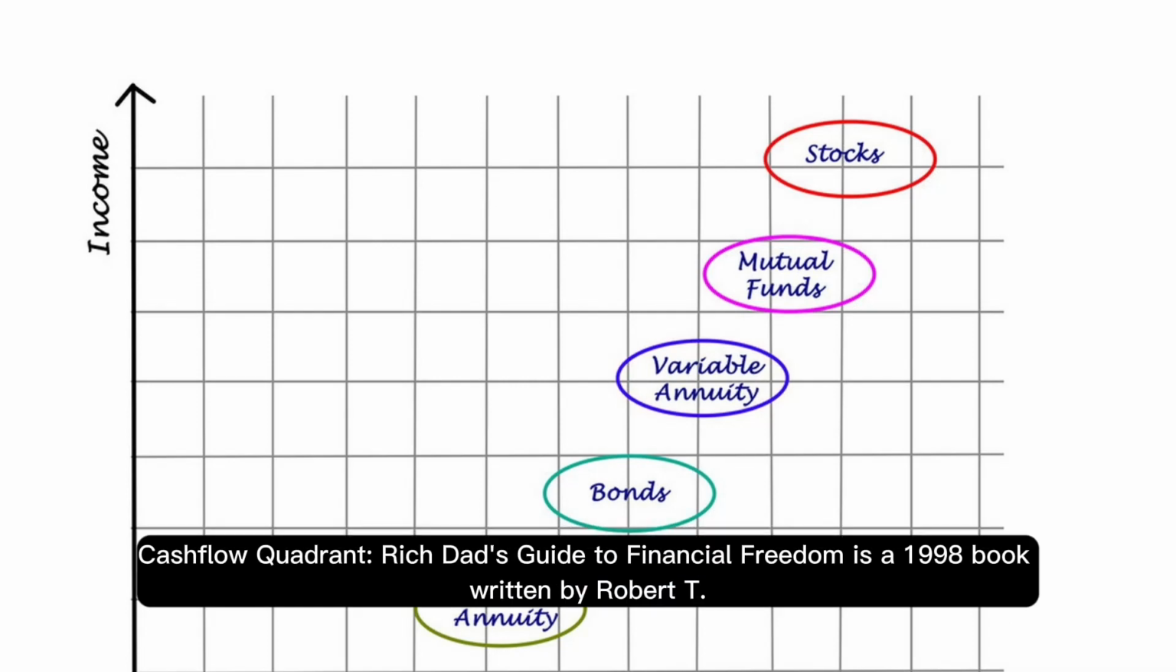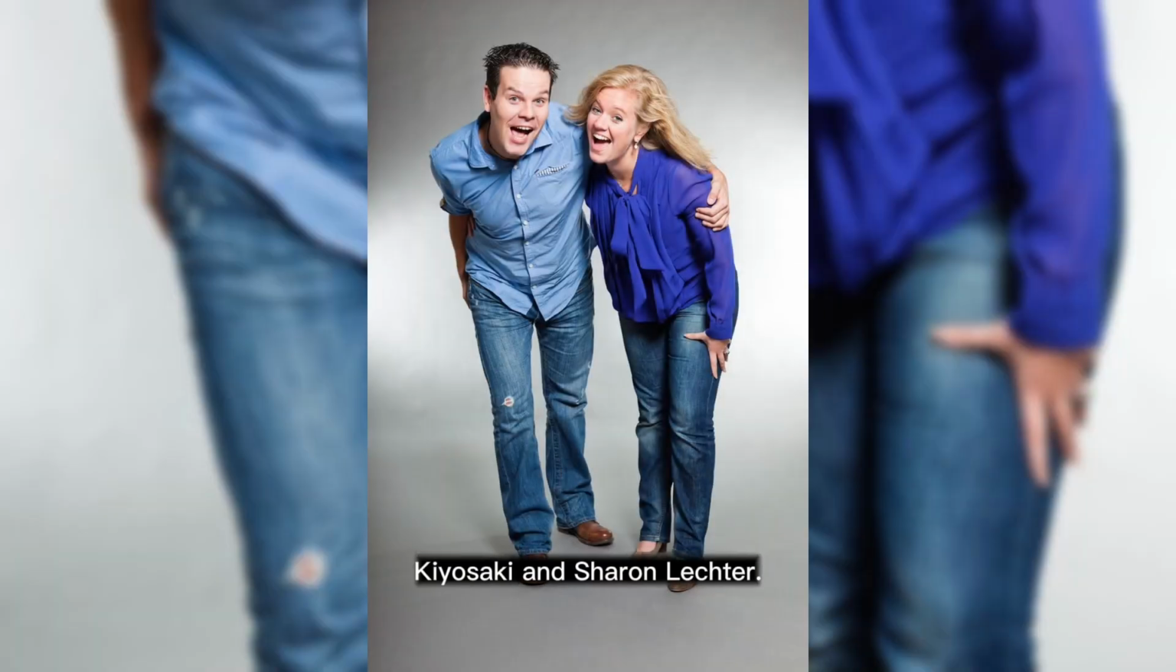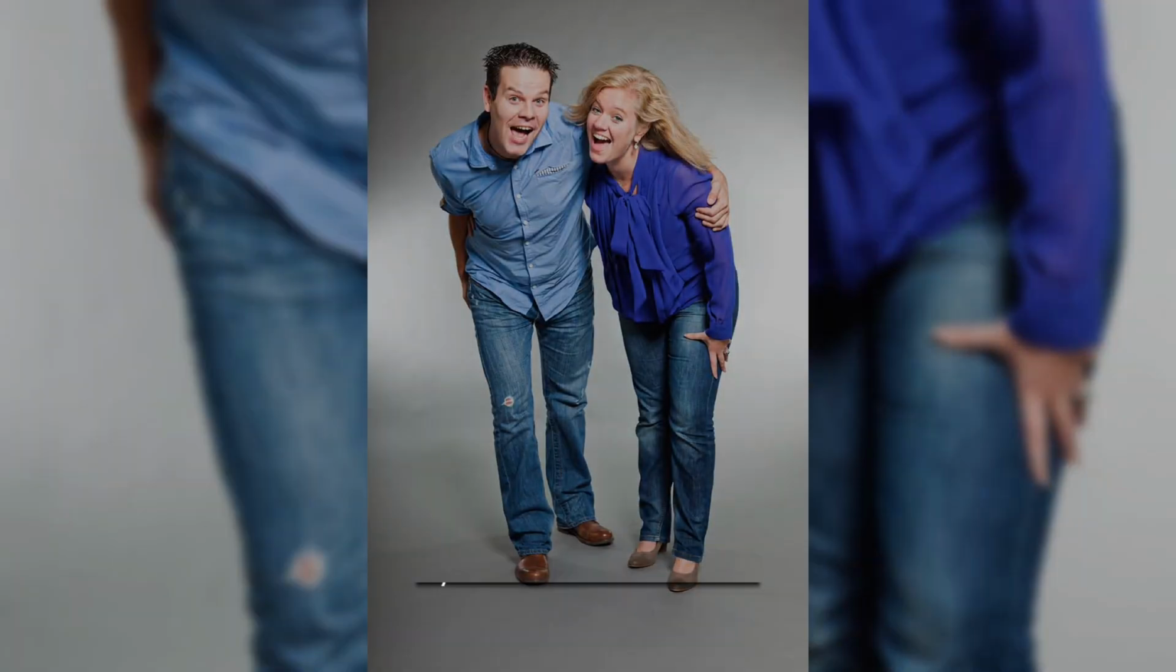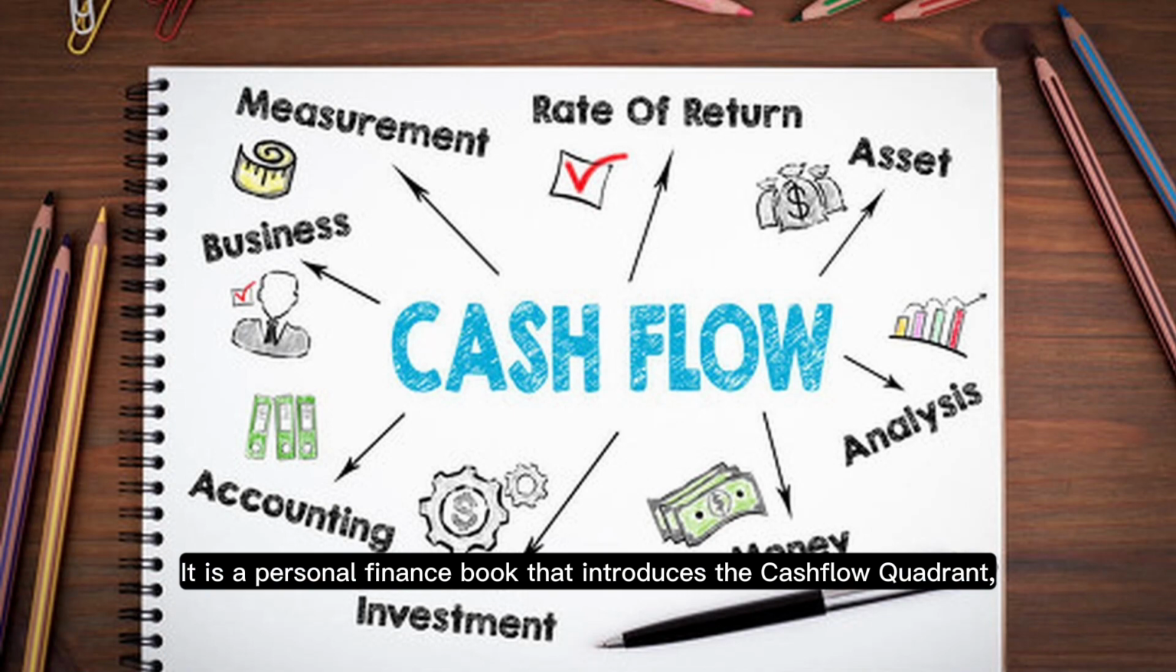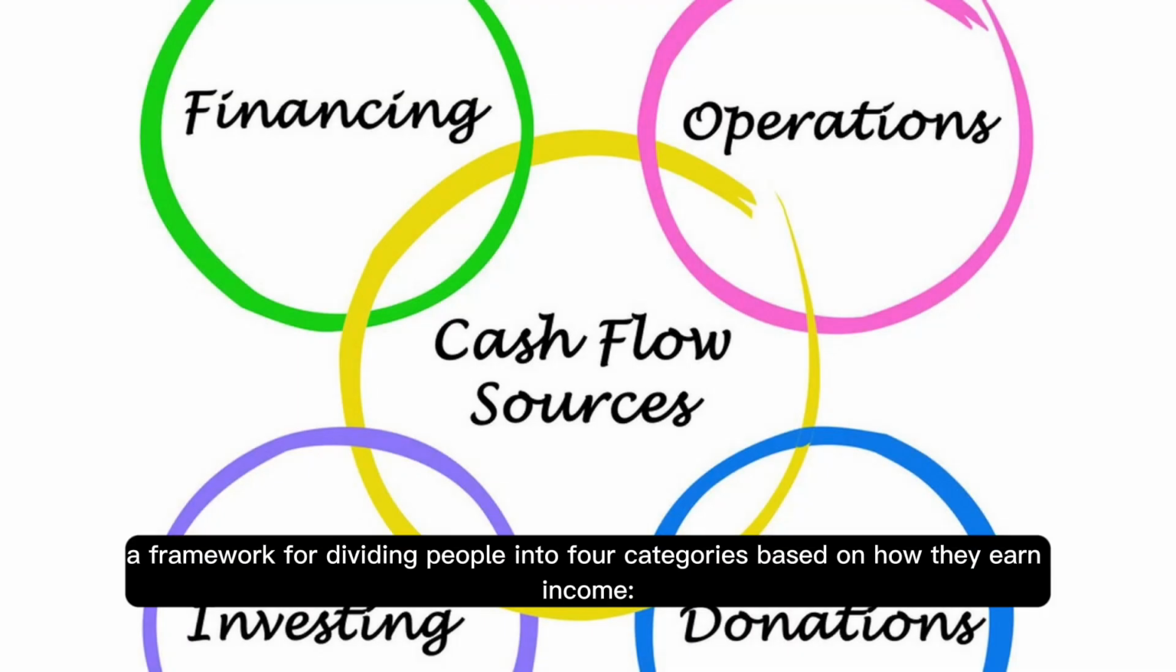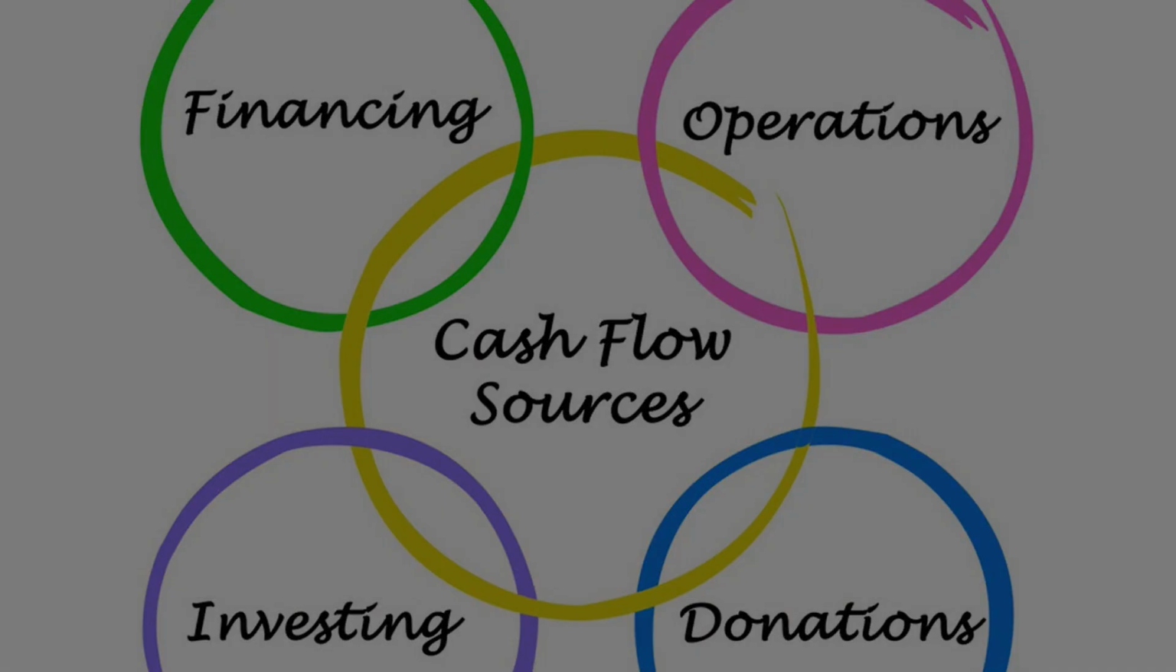Cashflow Quadrant, Rich Dad's Guide to Financial Freedom is a 1998 book written by Robert T. Kiyosaki and Sharon Lechter. It is a personal finance book that introduces the Cashflow Quadrant, a framework for dividing people into 4 categories based on how they earn income.